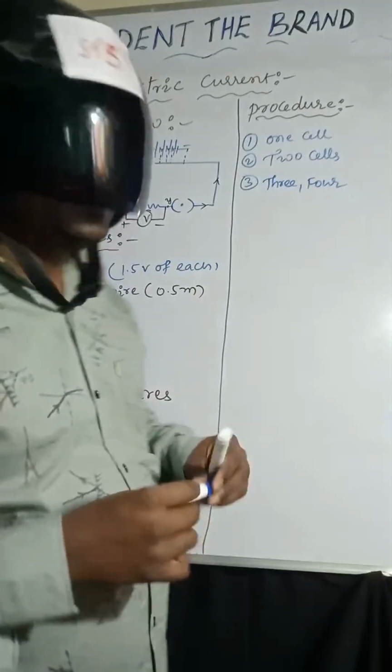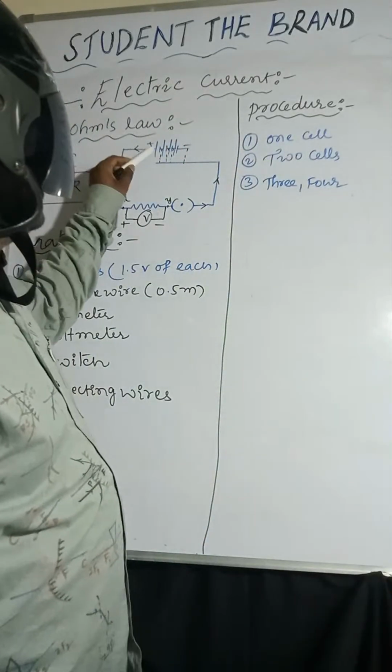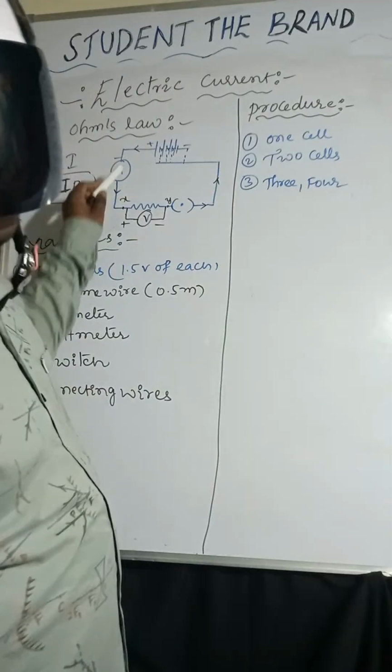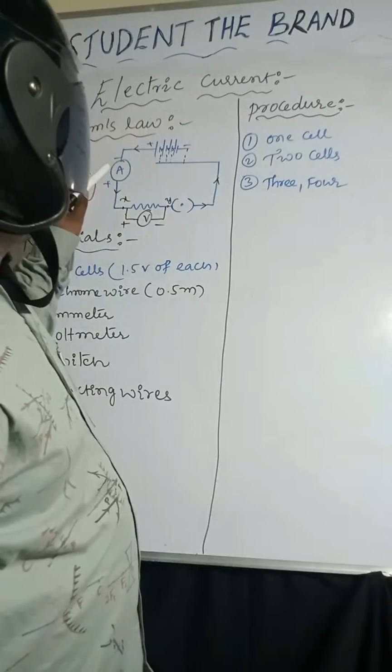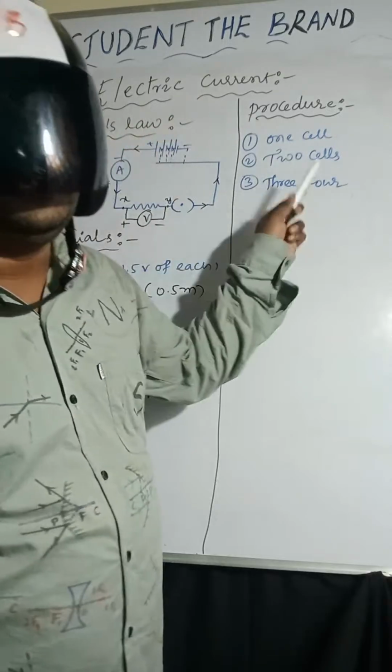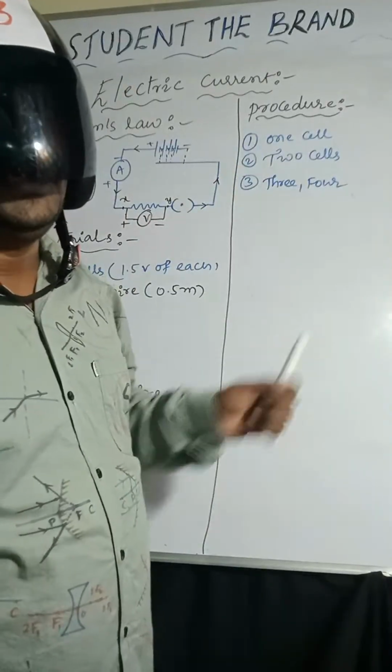Okay, once again. First you have to connect one cell and note down the reading of ammeter and voltmeter. Connect two cells and note down the reading of ammeter and voltmeter. Repeat the process for 3 and 4.